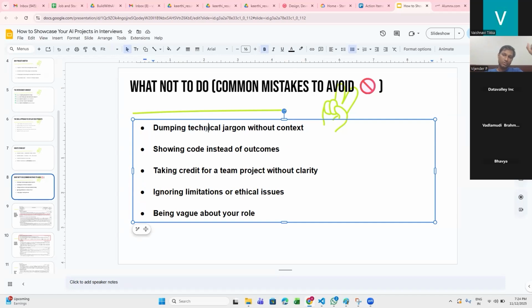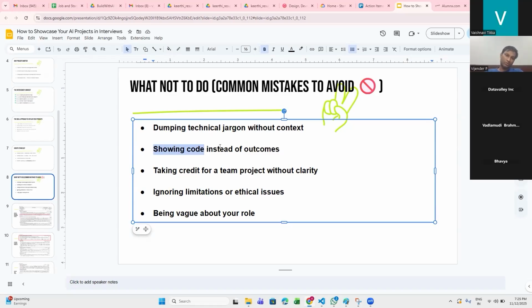Typically what people do, like I said with that quantum thing, is they just dump something without any context, without any meaning. Don't just show code. Some people just put a link to GitHub, and I open it up and I see some code. What do I do with it? How can I analyze it?